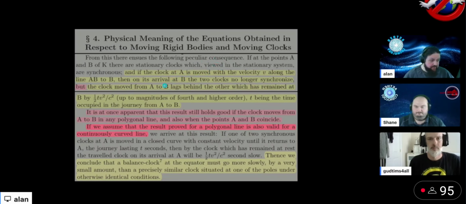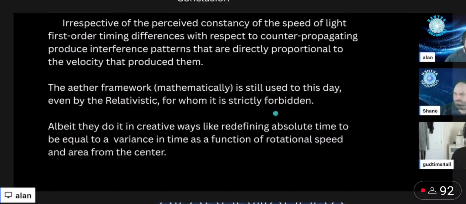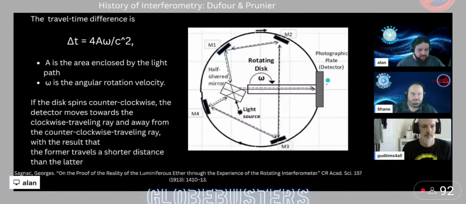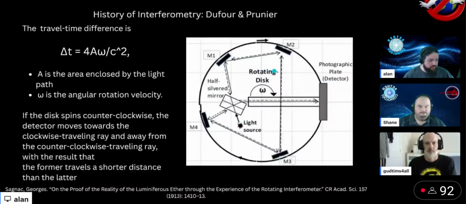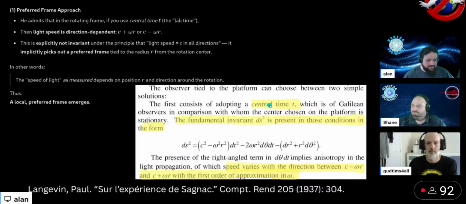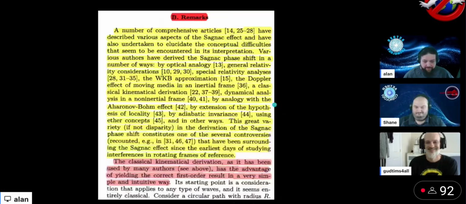All right, then also the frames in which these equations apply are also rotating frames, if they're rotating at a uniform constant velocity. So this is important here. If one of the two synchronous clocks at A is moved along a closed curve with a constant velocity, it will return at the end of its journey at A, lasting t seconds. Oh, no way. So if you're rotating at a constant velocity and you return to your original starting point, these equations apply, boys. Is what we just read.